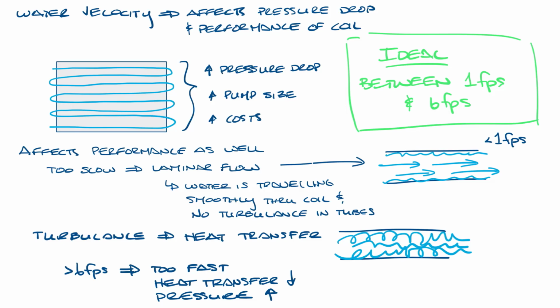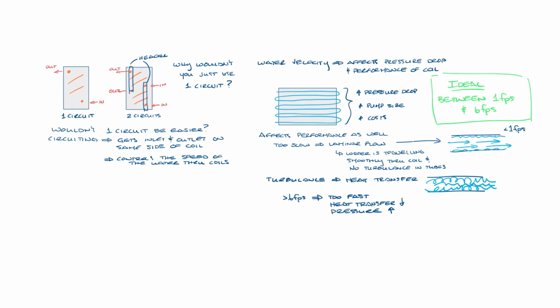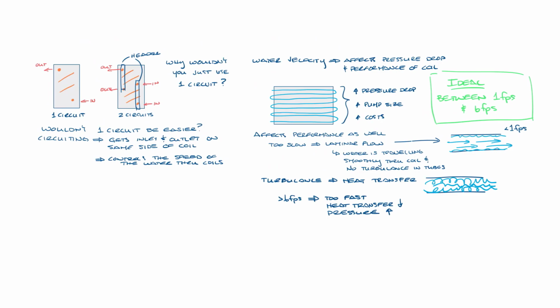Now, most selection software would tell you when you might be at a velocity that could result in laminar flow, but it is something to keep in mind when you select your water coils. Let's bring this all back on screen now. That was the importance of water coil circuiting.